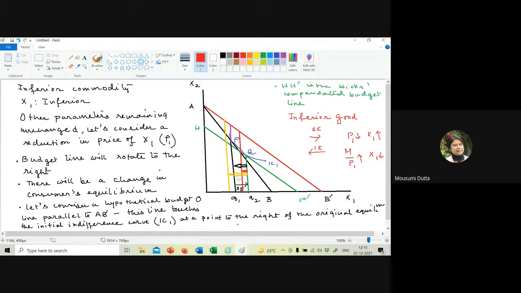Now, first tell me whether you are understanding the logic of movement of equilibrium in the context of an inferior commodity. Are you understanding the matter? Then one by one, we will elaborate the three cases. Are you getting the point? Is there anyone who has some problem or any part I need to repeat before moving further?